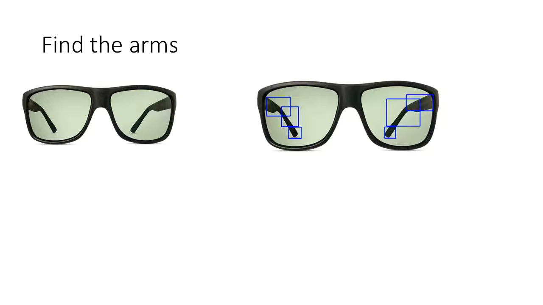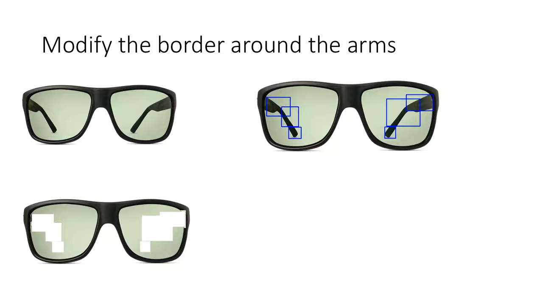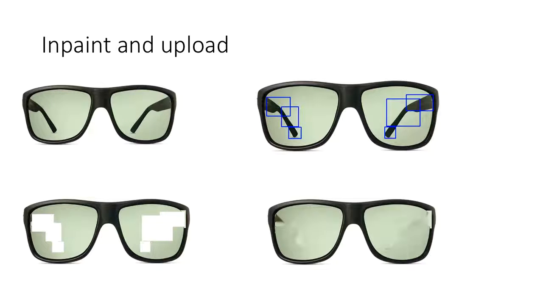So I've got a pair of sunglasses. It finds the temple, the arm, and the tip. If you find an odd number, it fails, right? If you find an odd number, like here, the Ray-Ban was causing the problem. It can't find that one in the corner. But it finds them. I can in-paint it, and they're gone, right?